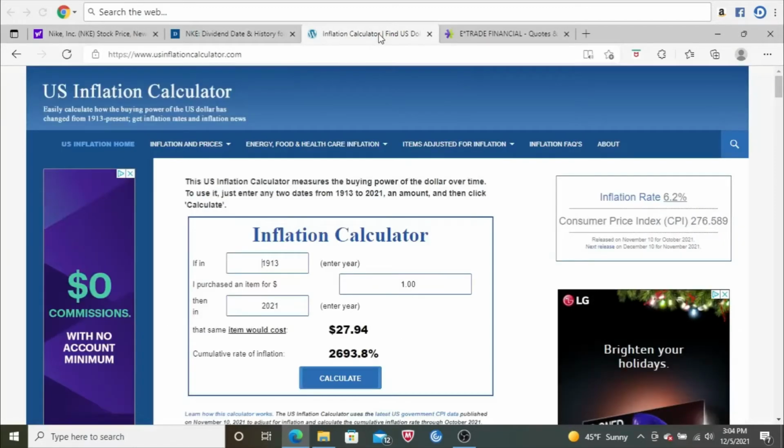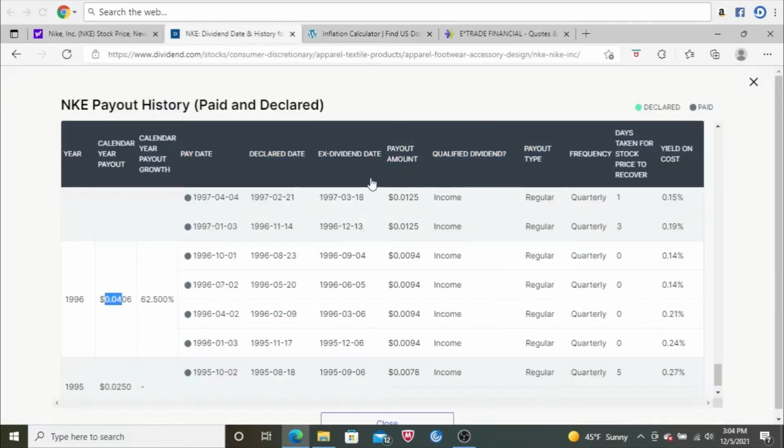So I come to the U.S. inflation calculator, put that 1996 in there, put in the 4 cents, and what do we get? We get 7 cents. So just to keep pace with inflation since 1996, Nike would have to pay 7 cents a year per share. They're paying $1.22, so way outpacing inflation. That's awesome.